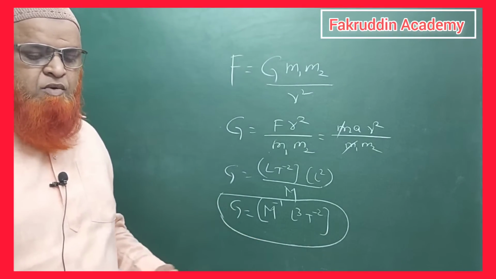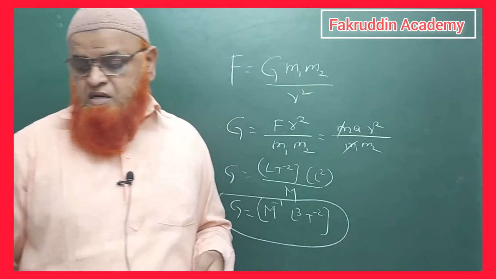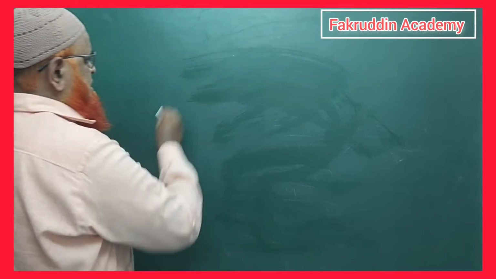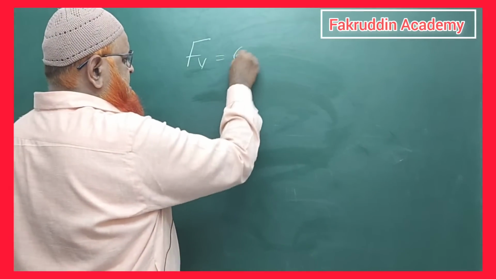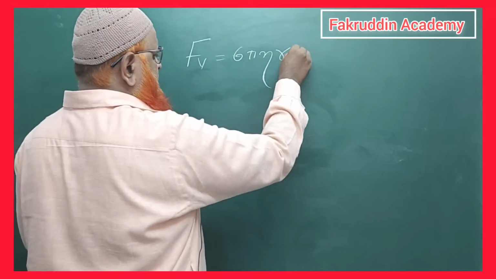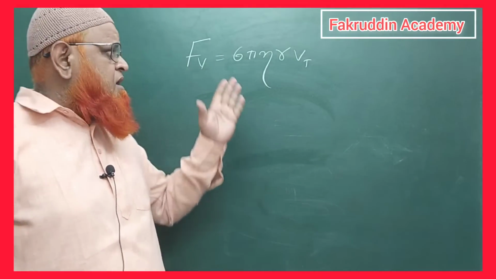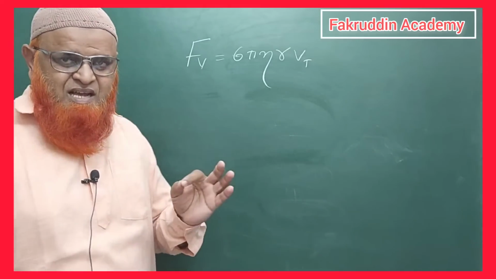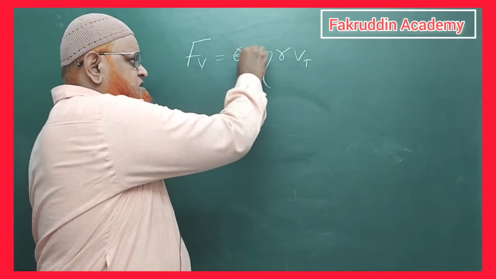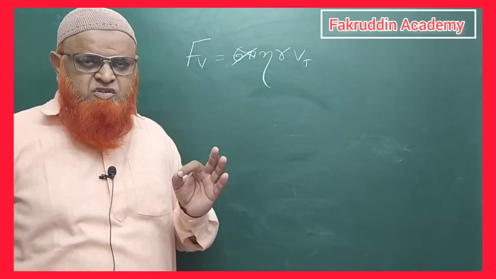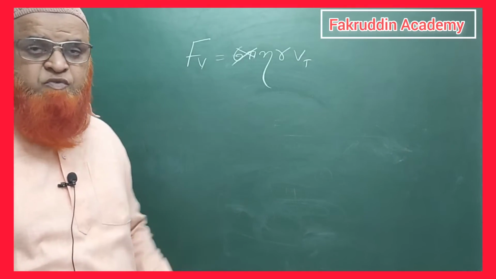Next, I would like to find out the dimensional formula for another physical quantity, which is called viscous force. The general formula for viscous force is nothing but 6 pi eta r v t. According to dimensional concepts, there is no dimensional formula for constants. We will remove this one, and I am going to find out the dimensional formula for the coefficient of viscosity.